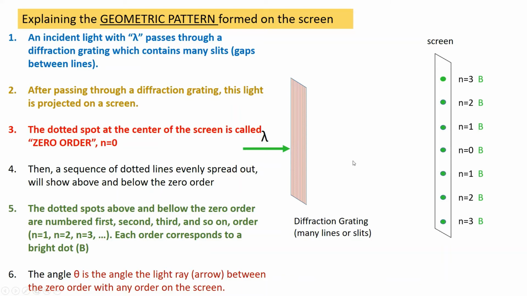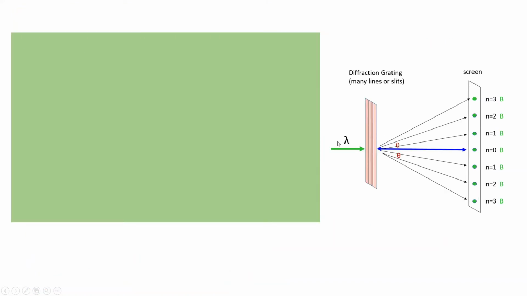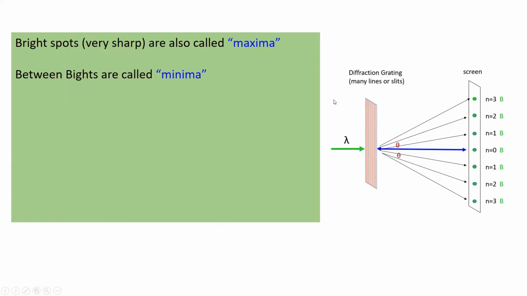Now, to understand the angle that any order makes with the zero order or with the horizontal, we need to look at all those lights as rays like this, and the angle is measured from the zero order to the specific order that the problem is talking about. So we have angles above and below the zero order. The bright spots are very sharp. They're also called maxima. And between the bright spots, we have an area called minima.